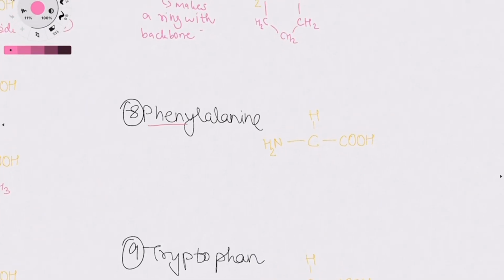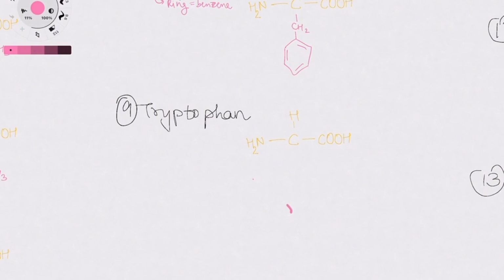Next we have phenylalanine, which has a ring structure that's a benzene ring, comes from the name phenyl, and it's an aromatic amino acid. That's why it has a ring structure. So we're just gonna attach a methyl group with the benzene ring, and that's gonna be the side chain for phenylalanine.